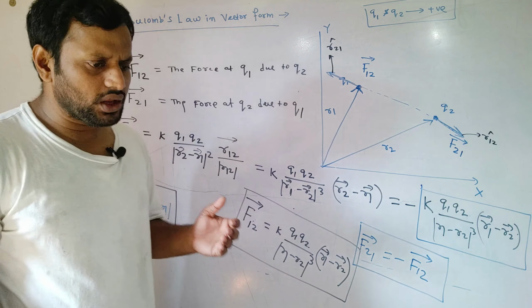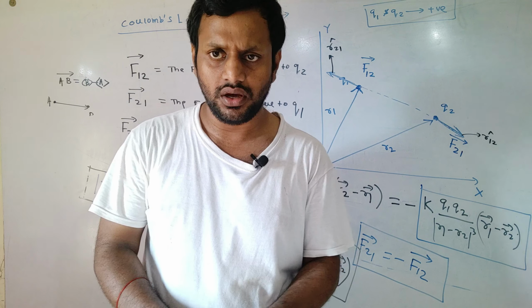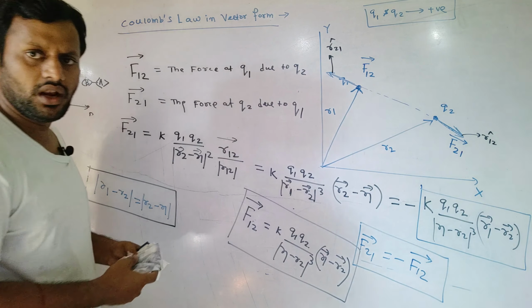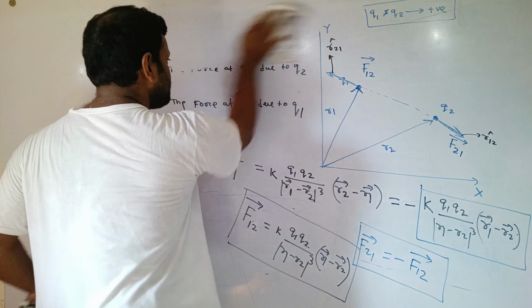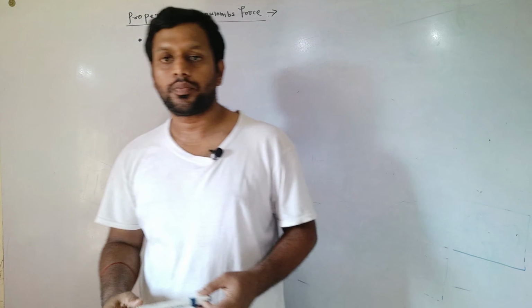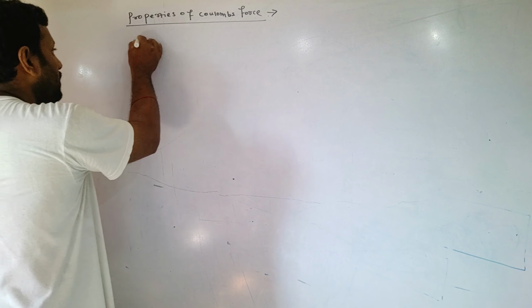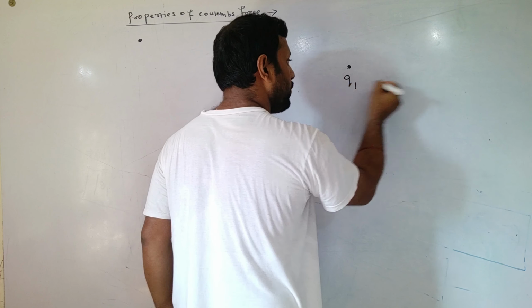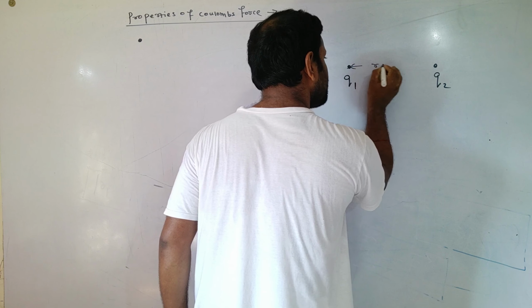Next I am going to give some of the properties of Coulomb's law and some limitations of Coulomb's law. Next you can give the heading: properties of Coulomb's law. Suppose this is q1 and this is q2, they are separated by a distance r.